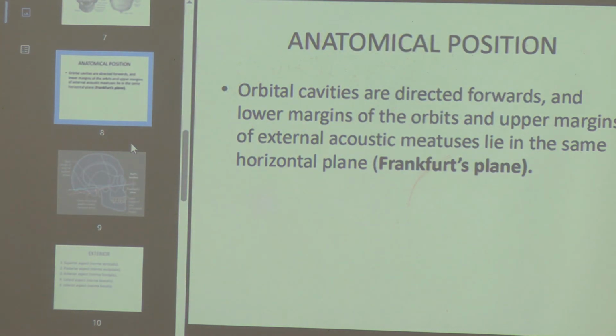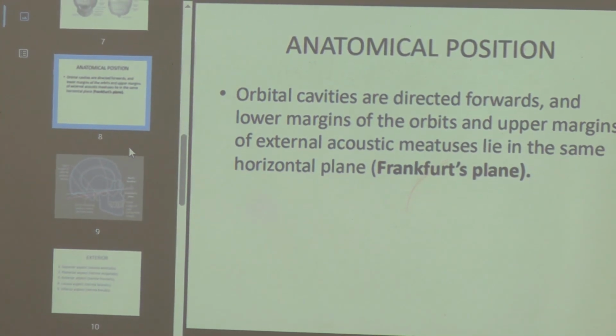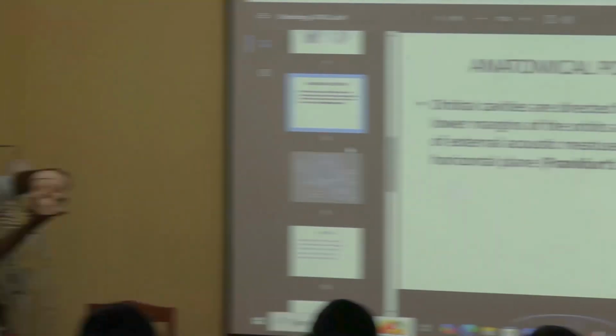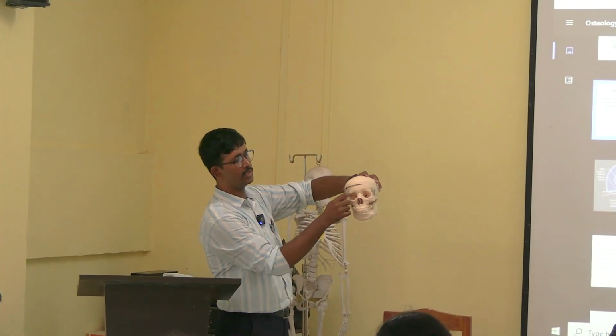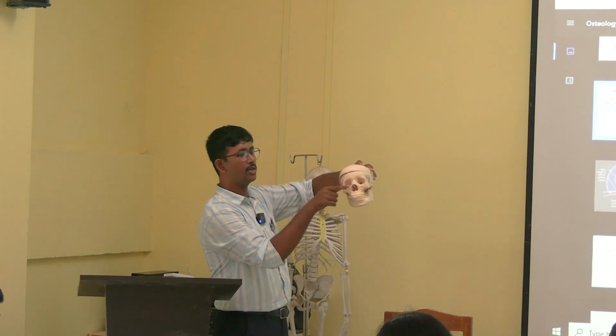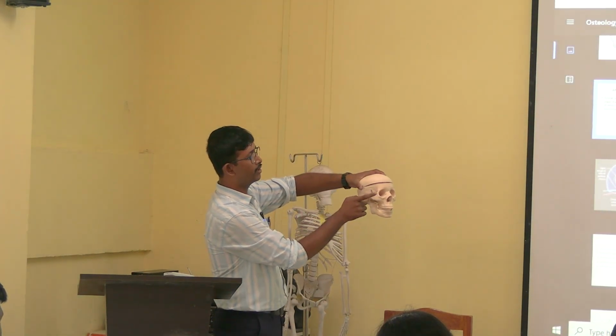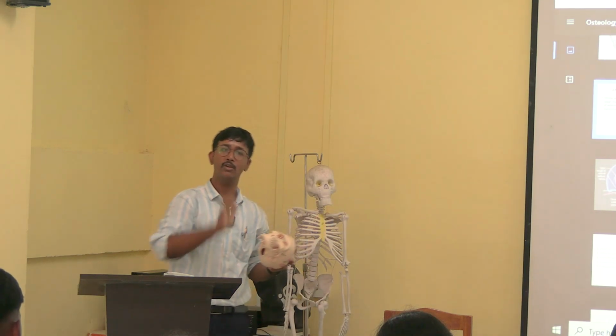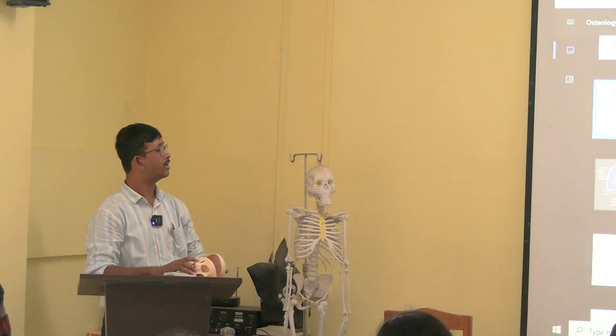Now coming to the anatomical position, the skull has to be held such that the lower portion of the orbit, this is the orbit or the eye socket, should lie in line with the upper portion of the external auditory meatus.